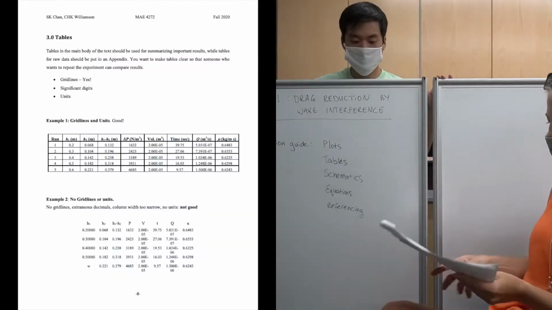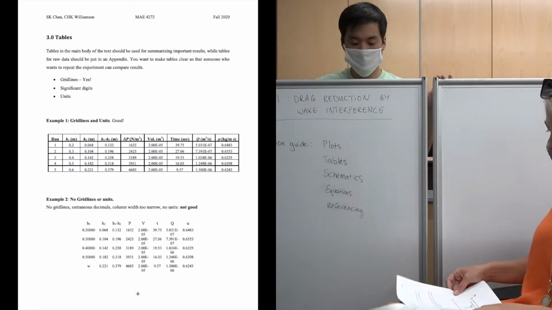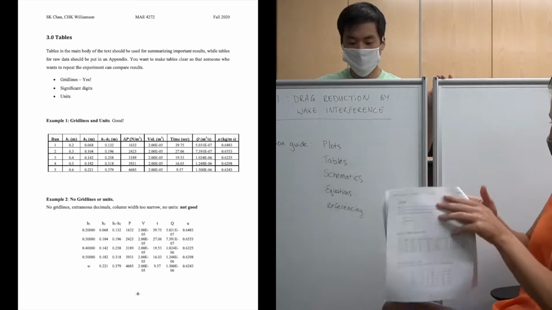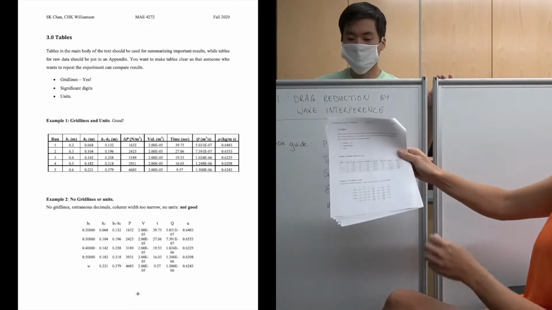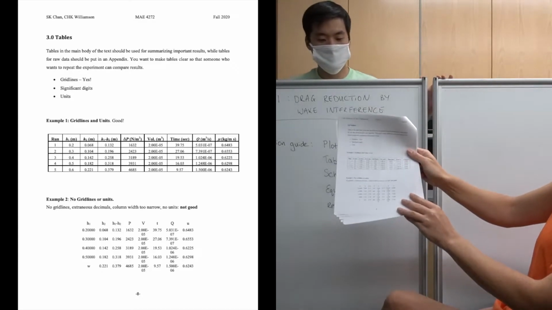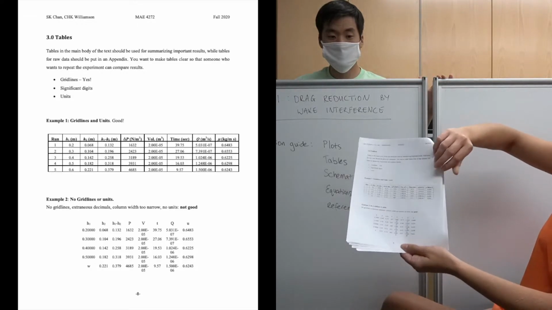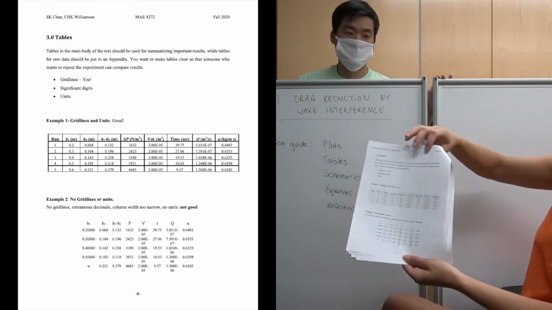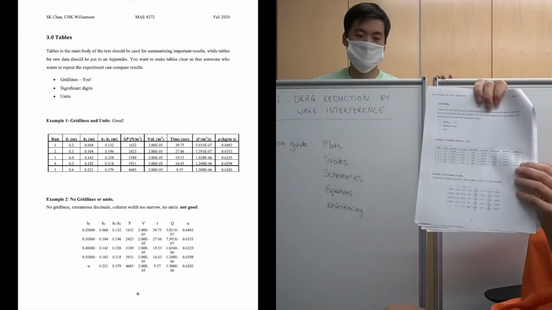Tables, you want to make sure, particularly to be careful of any significant figures. We have examples here of good and bad tables. You can see here a good table is going to have grid lines. It's going to have headings with units up the top, and again, taking care of your significant figures.